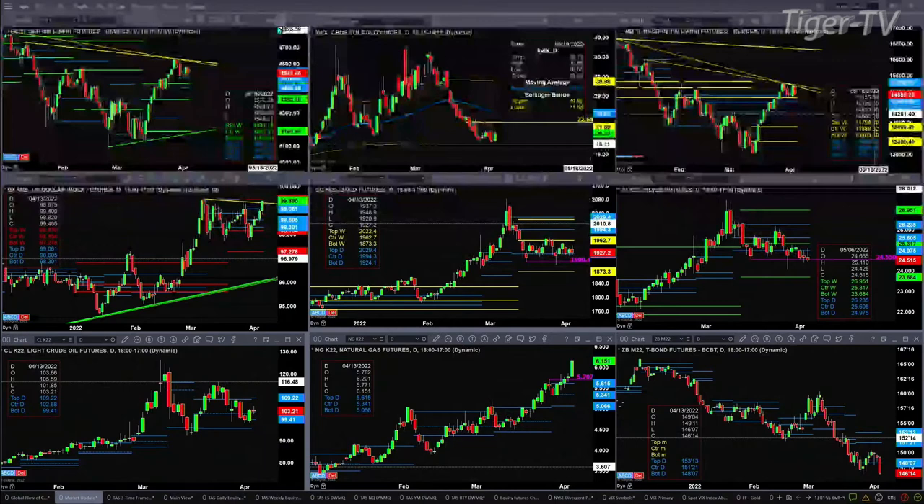Gold has just been doing that consolidation right now, testing the bottom of its daily profile. Silver not doing anything much different. Light sweet crude consolidating inside a new daily profile. Your support level now is 99.41. Resistance 109.22. Natural gas breaking out.